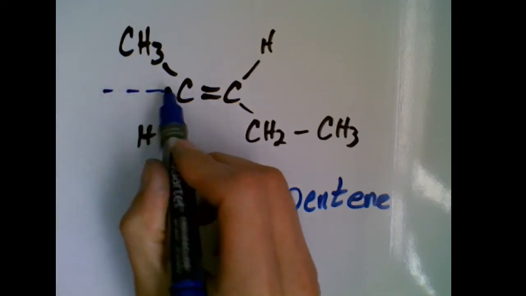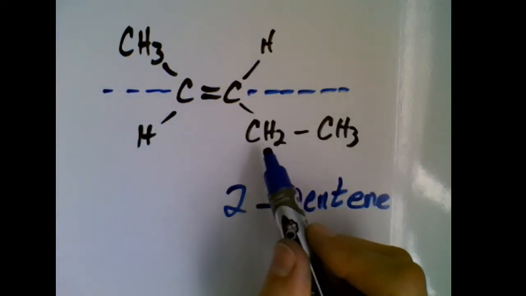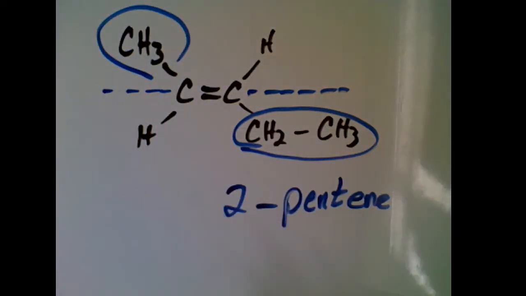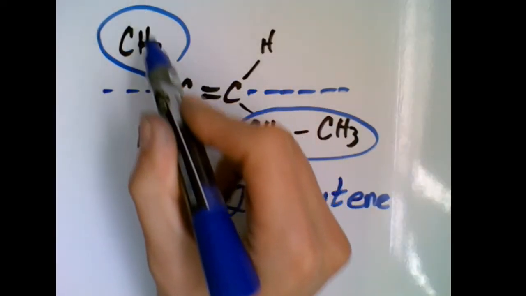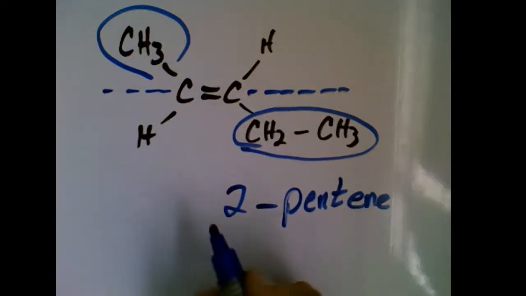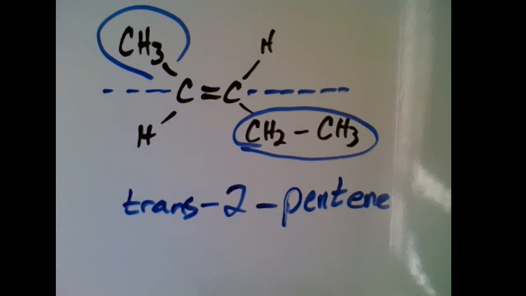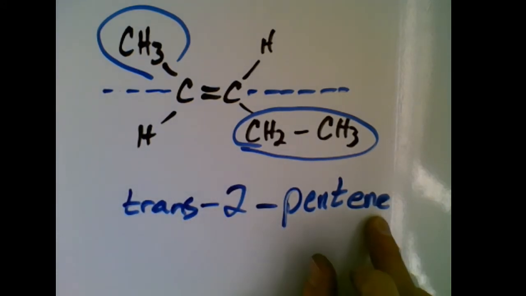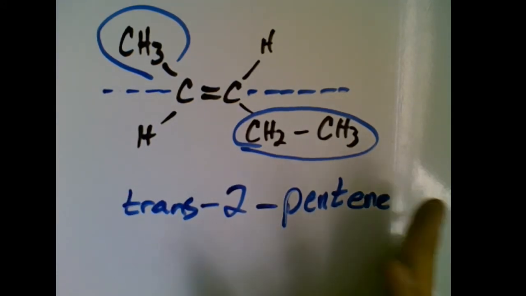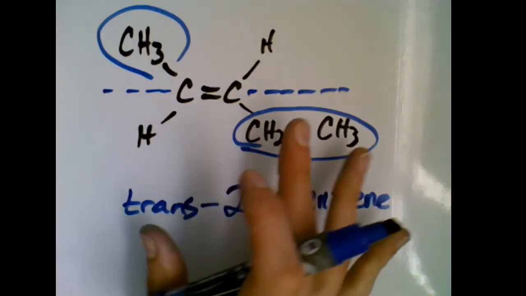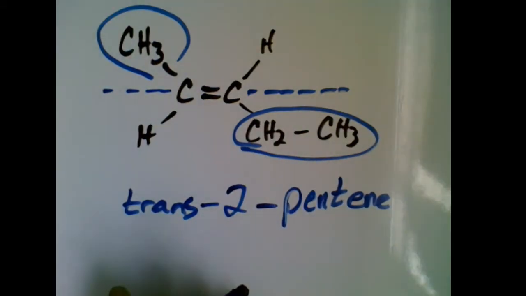So I'm going to just do this for now so we can see. The chain of carbons continues down here. The chain of carbons continues up there. That is on opposite sides. Opposite sides of the double bond is trans. So we have trans 2-pentene. So you can see those are stereoisomers of each other. The only difference is the location of the continued carbon chain after. So let's try another example.